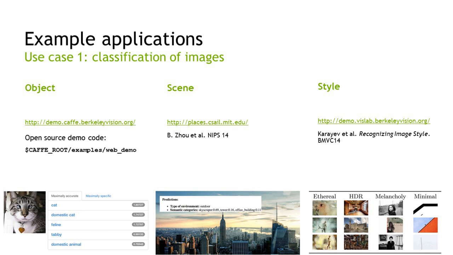We see the kind of canonical object classification. So we have the obligatory cat detection. And the code to reproduce that example is included with Caffe in the file path shown. We have scene classification, so in this case classifying an outdoor scene and classifying that it has skyscrapers and office buildings. Or style classification, which is an interesting application, ethereal versus melancholy images.